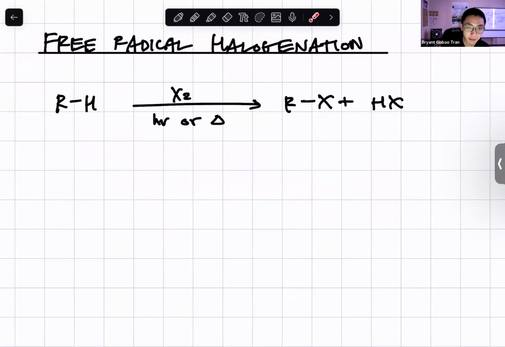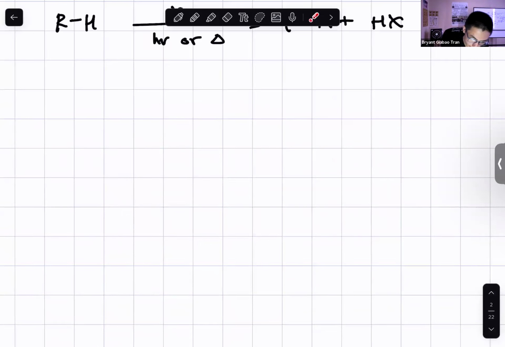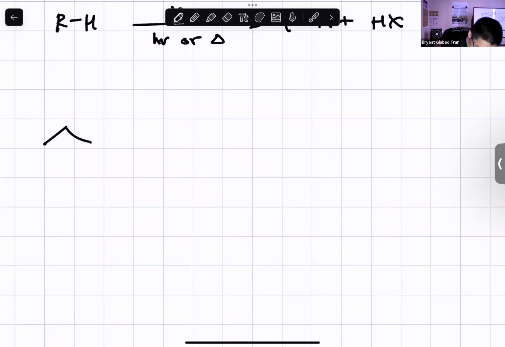The mechanism has three parts to it: initiation, propagation, and termination. But this question here isn't asking for the mechanism, it's asking for what the major product would be. So I'm going to give you some examples. Let's say we just have this right here, and I'm going to draw out one of the hydrogens of that middle carbon right there. And let's say I react this with Br2 and light.